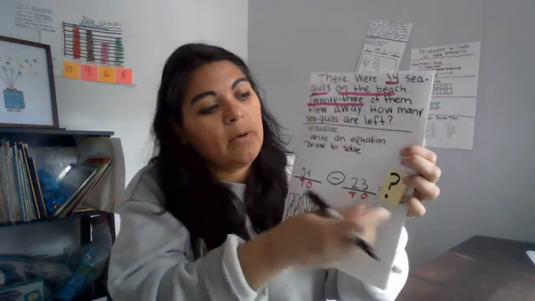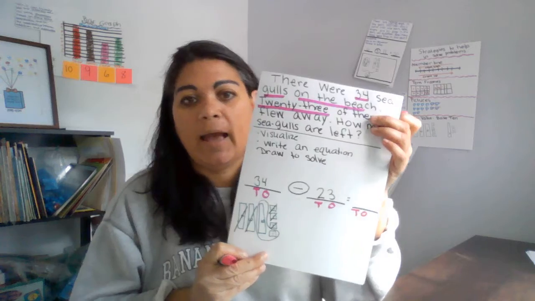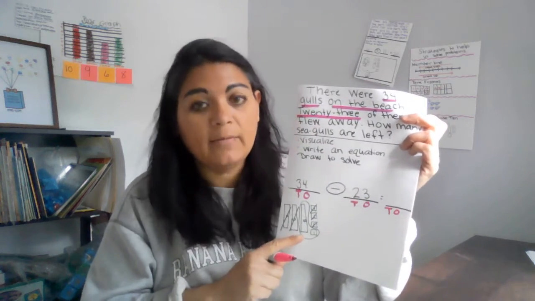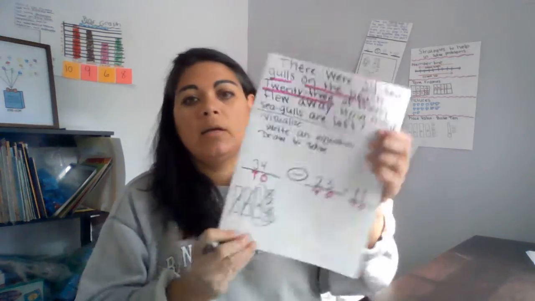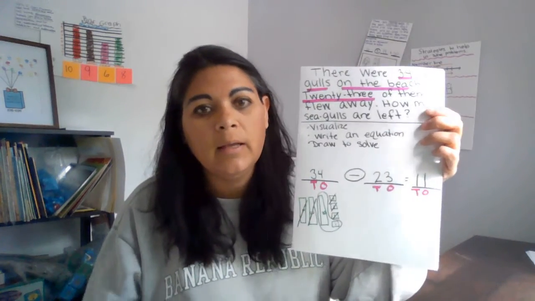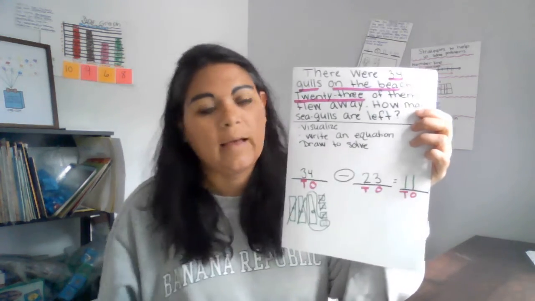Okay, so let's go ahead and remove our question mark and let's place value this so we can just write in how many tens we have and how many ones we have. So how many tens do we have left? We have 1 ten and 1 one. So will you read the equation with me? 34 minus 23 equals 11.